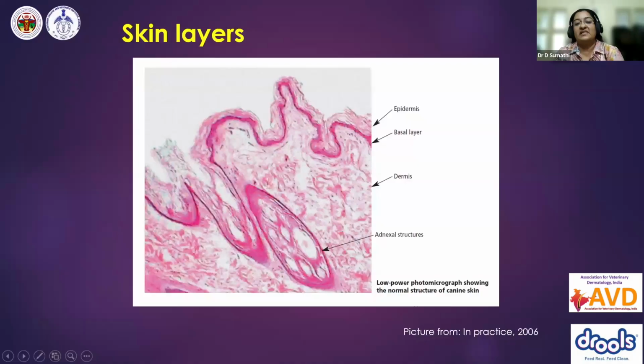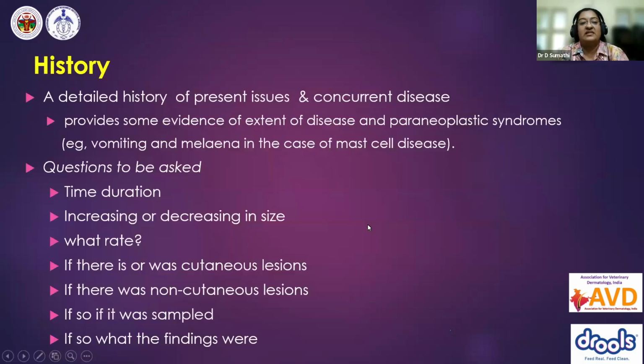We have epidermis, basal layer, dermis and adnexal structures. So we will go through each of the layers which gets affected by the tumor cells. So when we go with the history, we need important details by collecting the history.